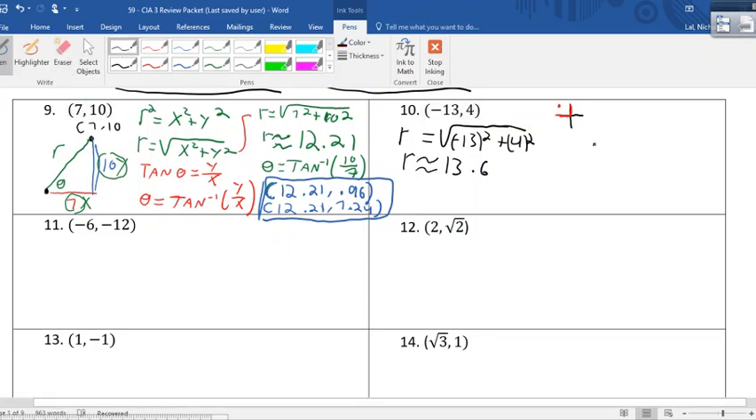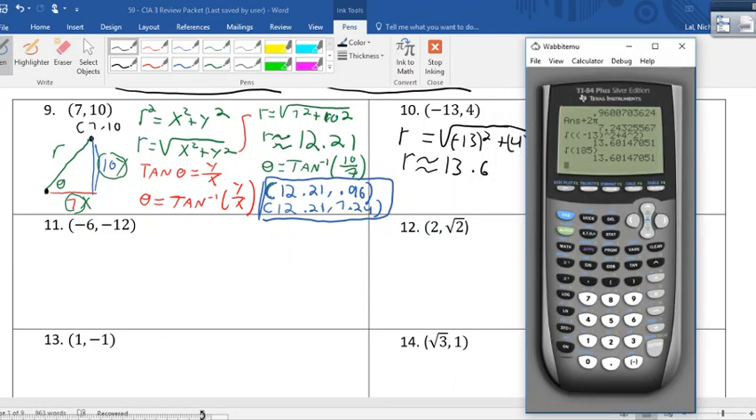and remember this is an even number, so I'm going to switch to degree mode because it asks to do odd numbers in radians, even numbers in degrees. We're going to find the inverse tangent of 4 over negative 13. All right, so that's going to be negative 17 degrees.